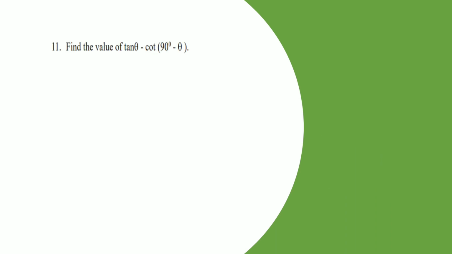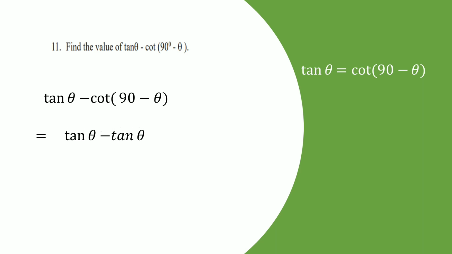Find the value of tan theta minus cot 90 minus theta. We should remember about complementary angles. Tan theta is cot 90 minus theta. So we can substitute tan theta instead of cot 90 minus theta, which is equal to 0.